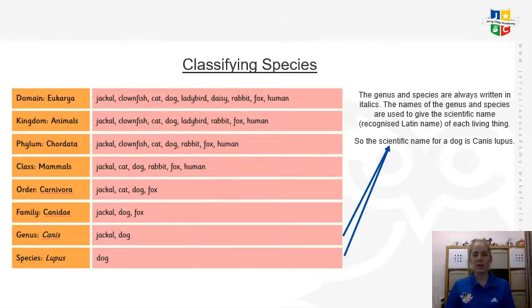So here, as you can see, the genus and species are always written in italics, and the names of the genus and species are used to give the scientific name, the recognized Latin name of each living thing. So the scientific name for a dog is Canis lupus, and that is how it will be written in documents.